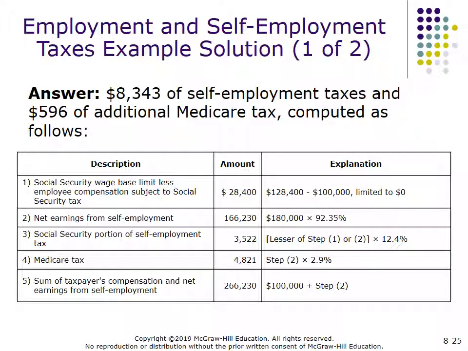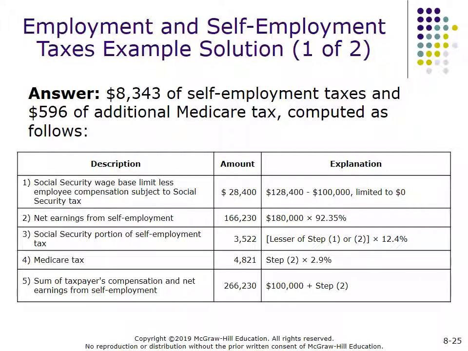So, of the $28,400, she would still have to pay 12.4% on that, or $35.22. The Medicare tax will be based on the $166,230 times 2.9%. Add those two together, that is her net earnings, at the $35.22 and $48.21, that's her total self-employment tax.